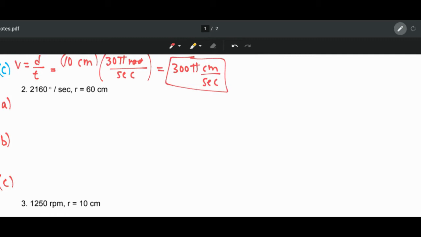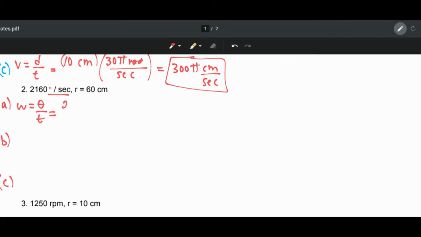All right, for number 2, we're going to do another 3-part question. The only difference here is that they provide us with 2,160 degrees per second for your angular speed, and before they gave us revolutions per second, but we want our final answer to be in radians per second. So you really just have to be careful of your units in this problem. Omega is equal to the angle divided by the time, and we need our angle in radians.